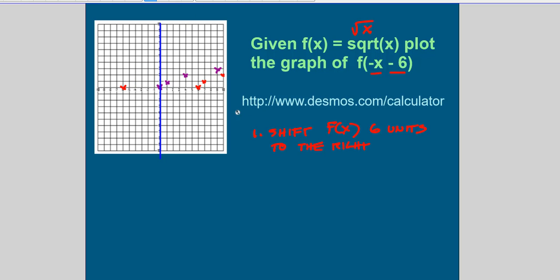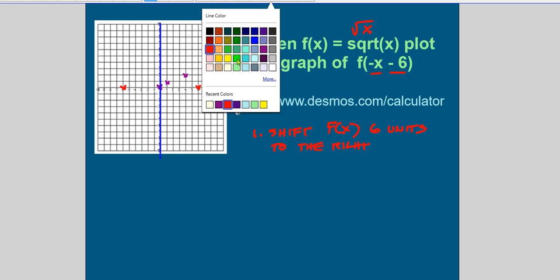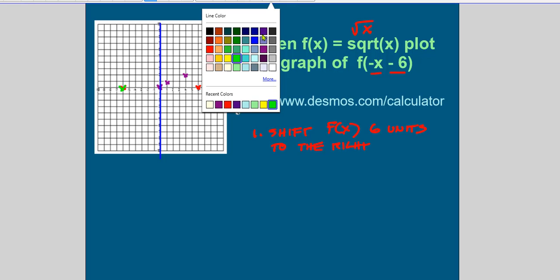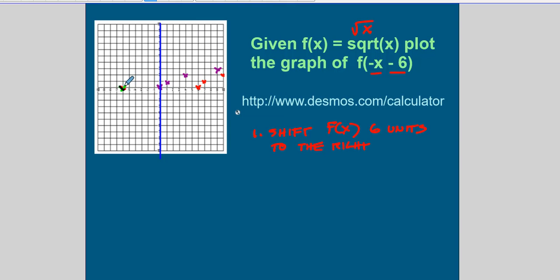Let's use a different color here. Did I say x-axis? I meant the y-axis. Let's just use black here. So we got that, and then this is 6 units away. This is going to be 7 units away. This is going to be 10 units away. And so the graph would go like this. And let's show that on Desmos.